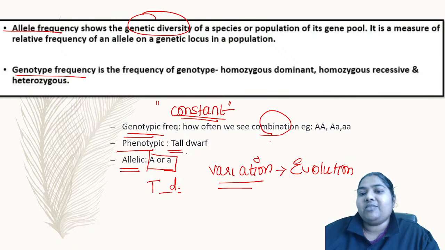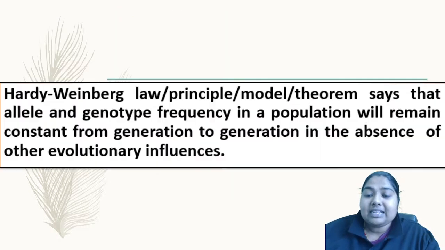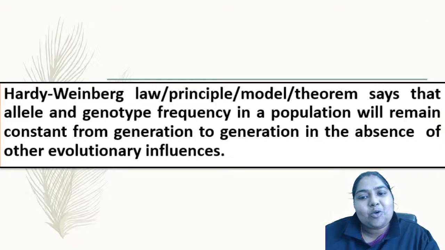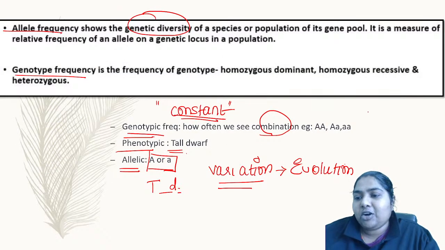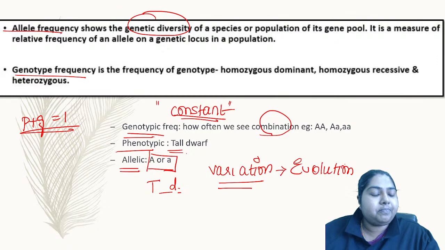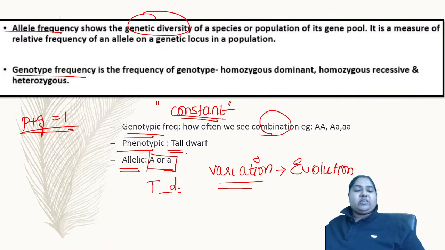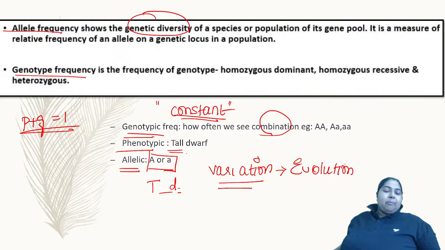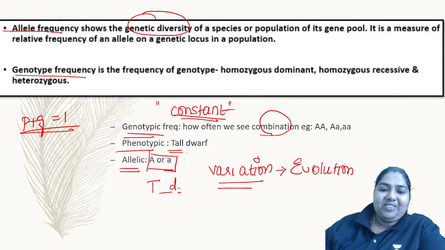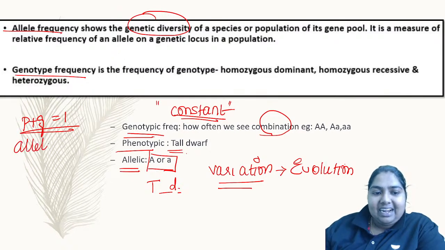Based on that, we have two important formulas. Number one is P plus Q. For which one will this P plus Q rule be applicable? P plus Q is equal to 1. Is this allelic frequency or genotypic frequency? Fantastic, it is allelic. Got it?